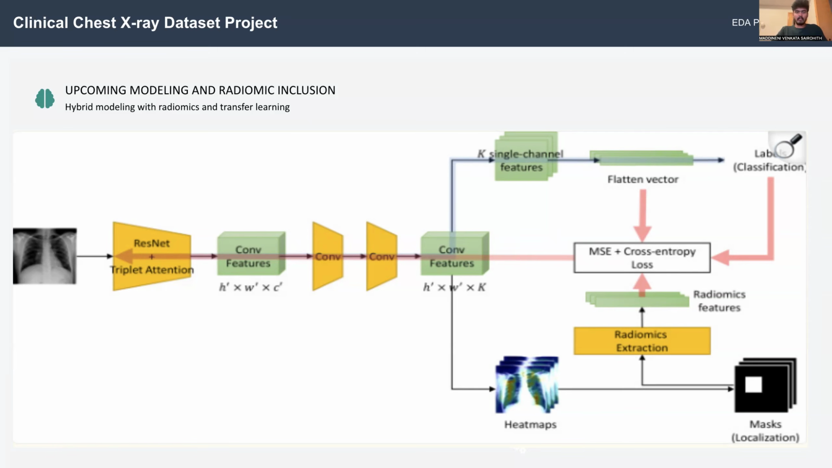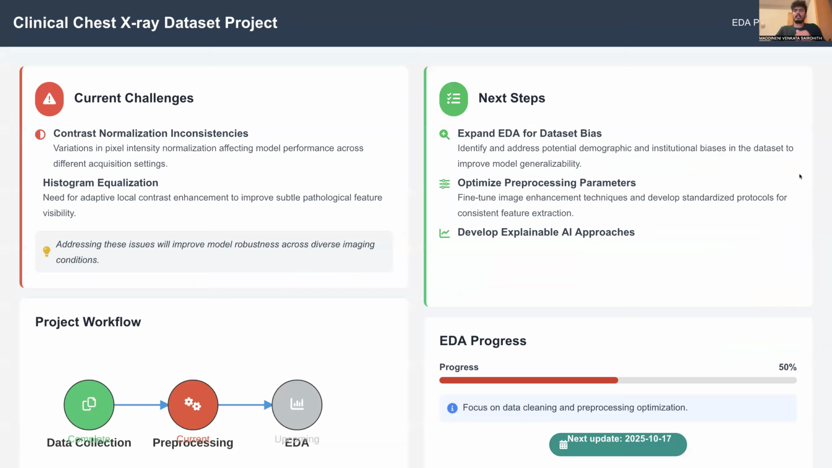These features I'll have to combine with the features from the pre-trained deep learning model using transfer learning. By blending these two sources of information, I expect the models I'm going to use in the future should be more accurate and more explainable. Looking at the challenges, right now the biggest challenges are the differences in image brightness between hospitals and the imbalance between disease categories. Some X-rays are darker or lighter, which can confuse the model, and a few diseases have far fewer examples than others.